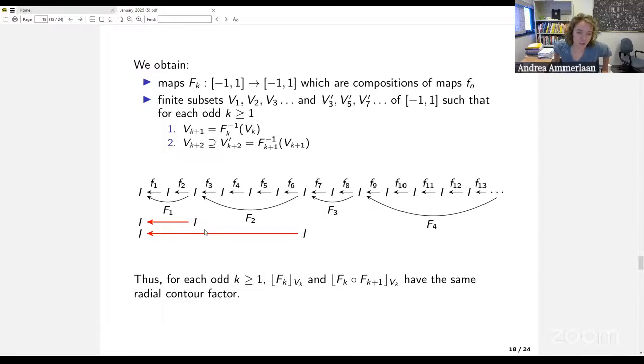And by our choice of F2, because we chose it from the red arrows in the step before our selection of F2, we know that F1 truncated with respect to V1 has the same radial contour factor as F1 ring F2 truncated with respect to V1.